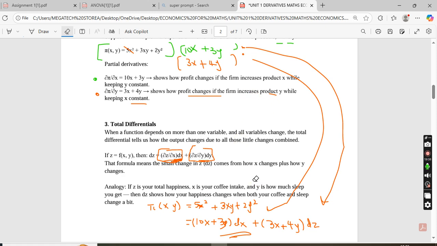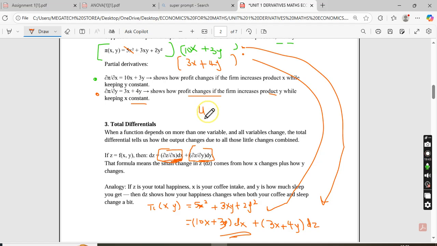Okay, so here's one to try, because as I said, mathematics is very practical. Get the total differential for this function, x cubed y squared. Just remember, get the partial derivative with respect to x, get the partial derivative with respect to y, and then combine them at the end. So let's see what we'll get.